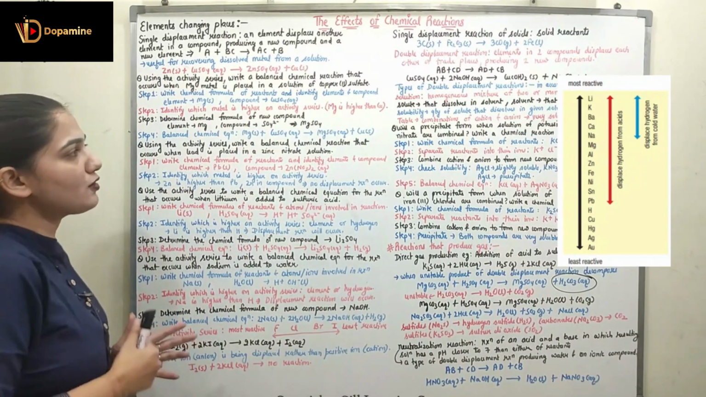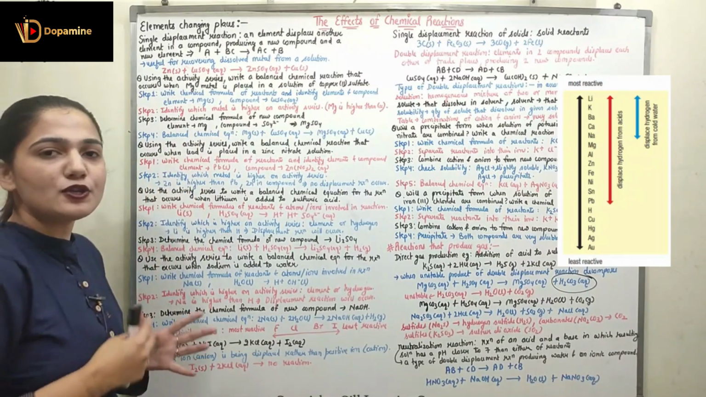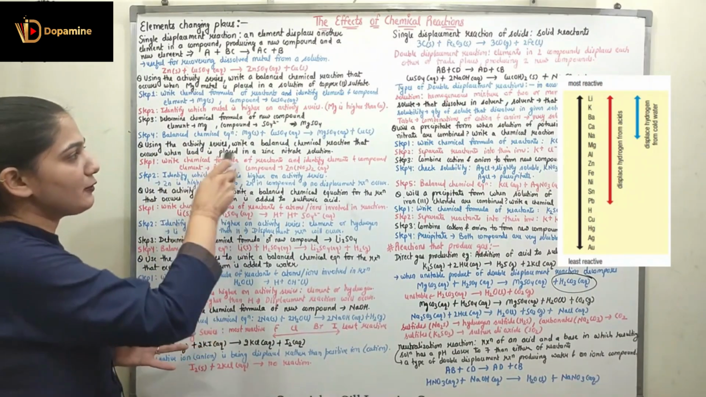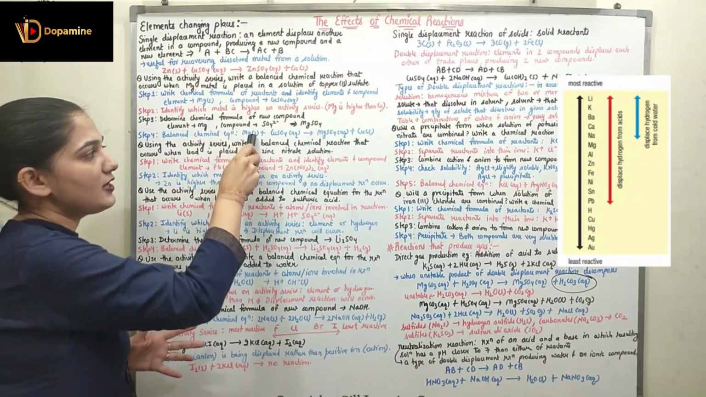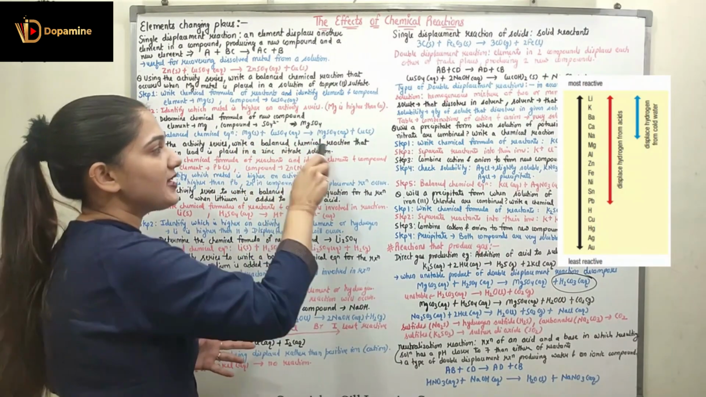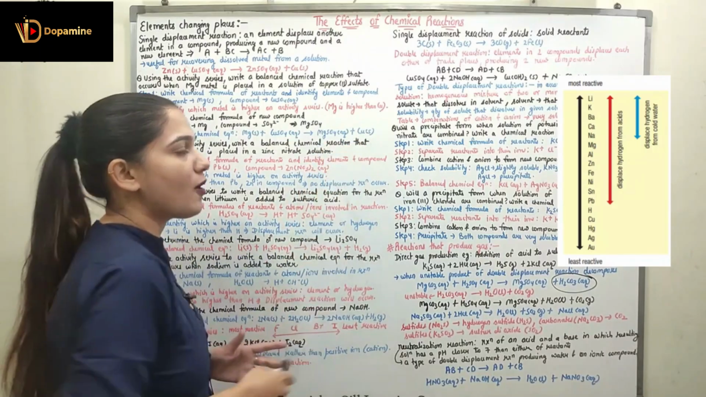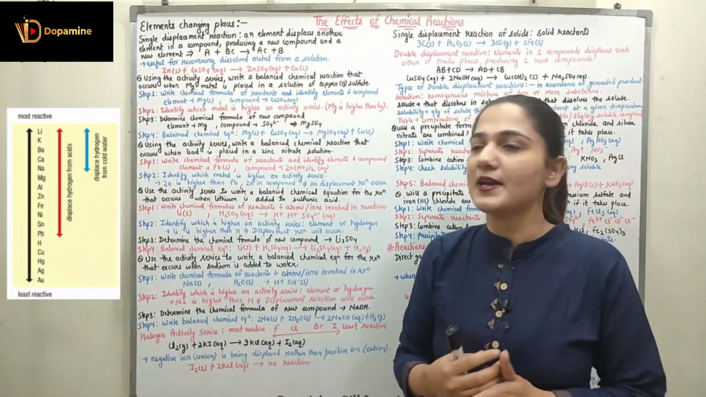Magnesium sulfate is a new compound that is formed over here. In step 4 we are going to write the balanced chemical equation. You can see we have Mg in the solid state plus CuSO4 in the aqueous state. It is going to form MgSO4 in the aqueous state plus copper is released as a solid. It's released as a precipitate.